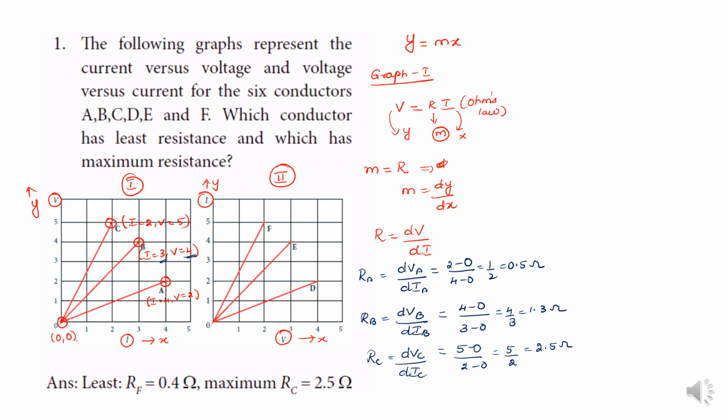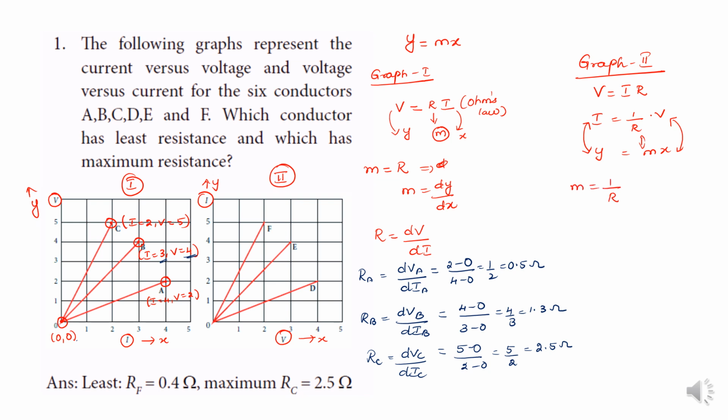Then for graph 2, so we have same Ohm's law, V is equal to IR, but what is in the y-axis? I. So I is equal to 1 by R into V. Okay. So this is y is equal to mx. What is in x place? V. What is in y? I. So the slope m is equal to 1 by R.